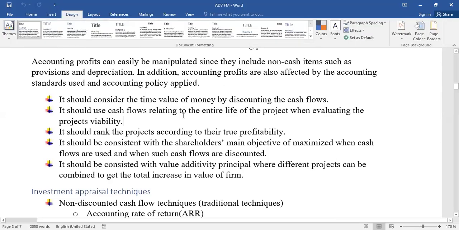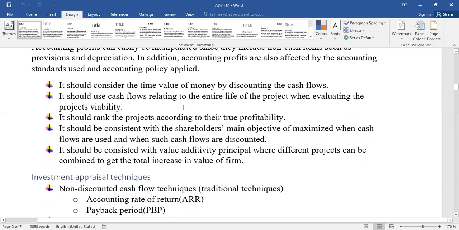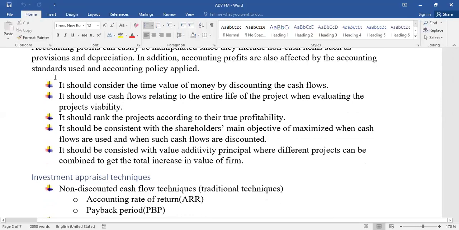The other thing that we are looking at here is that it should rank the projects according to true profitability, and that is why, as much as we are going to be arguing over it, we are going to be discussing more of this topic.